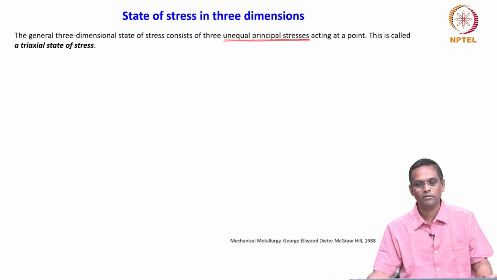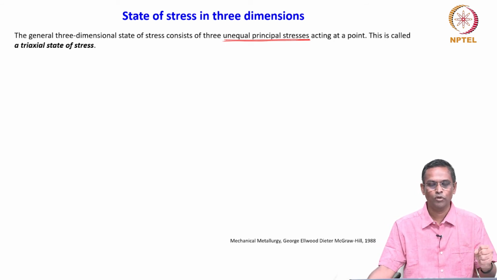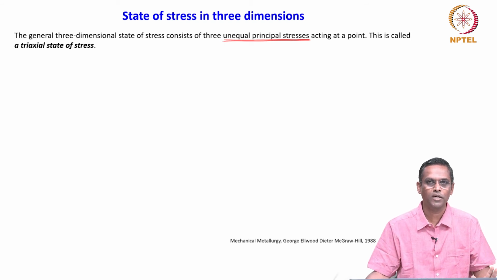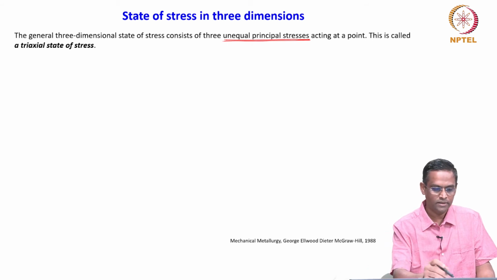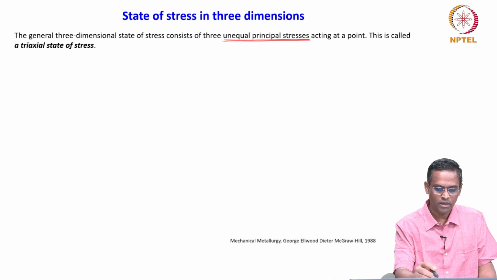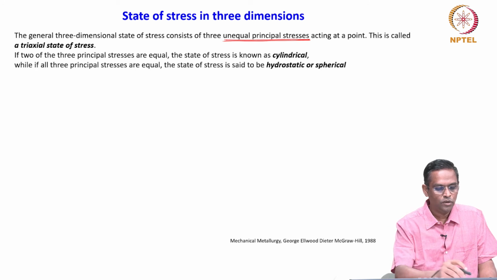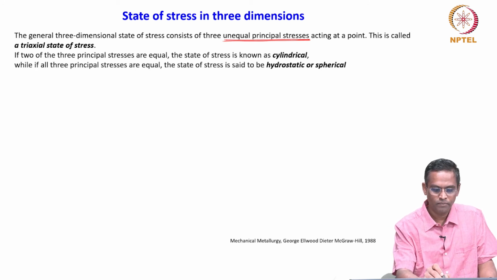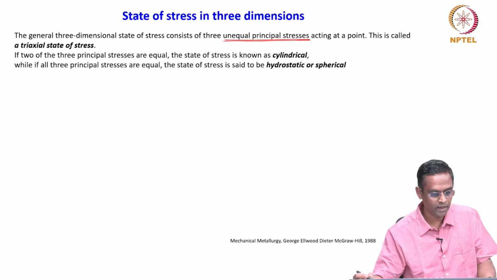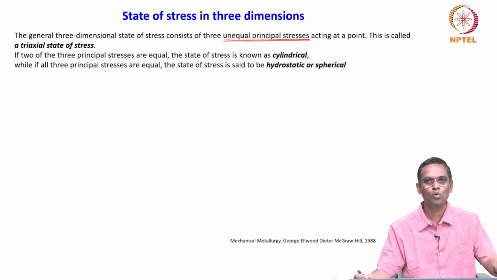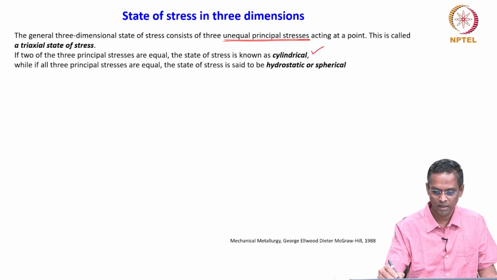So, you can have unequal principal stresses. Even in biaxial, you can just check whether it is equal or unequal in magnitude. But in general, a three-dimensional state of stress can have unequal principal stresses. And if two of the three principal stresses are equal, then the state of stress is known as cylindrical. So, even in a triaxial state of stress, if two out of three are equal in magnitude and the third is smaller than the other two, then it is called cylindrical.